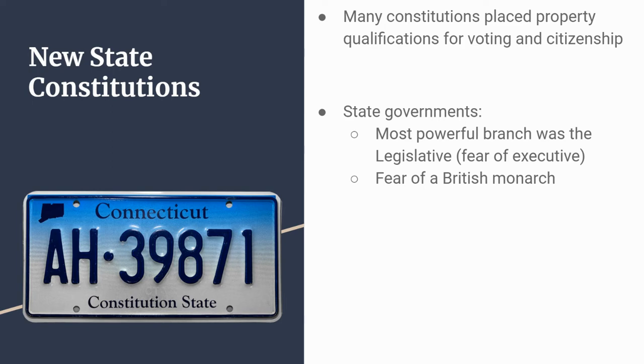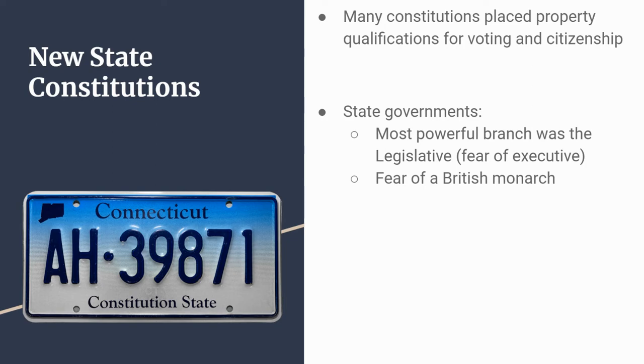Another thing to know about the state governments is that the most powerful branch of these state governments is the legislative branch. Now, if you remember your basic civics, the legislative branch is the branch that creates the laws. And this is because they are afraid of an executive. They're afraid of a British monarch. They do not want a king, just like the reason they're having this Revolutionary War at this time. They do not want a king to be in charge of everything and have too much power. And so they have a legislative branch that's elected by voters, white men who own property at the time, but still it's elected by voters.